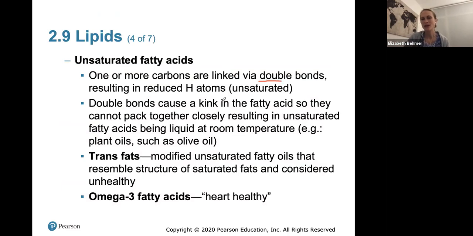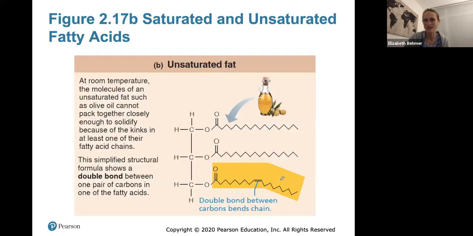The double bonds can cause a kink in the fatty acid tail, so they cannot pack closely together. A trans fat is a modified unsaturated fat that resembles a saturated fat structure. It's considered unhealthy. Omega-3 fatty acids are heart healthy. So this is what unsaturated fat looks like. You see this double bond between the carbons will bend the chain.